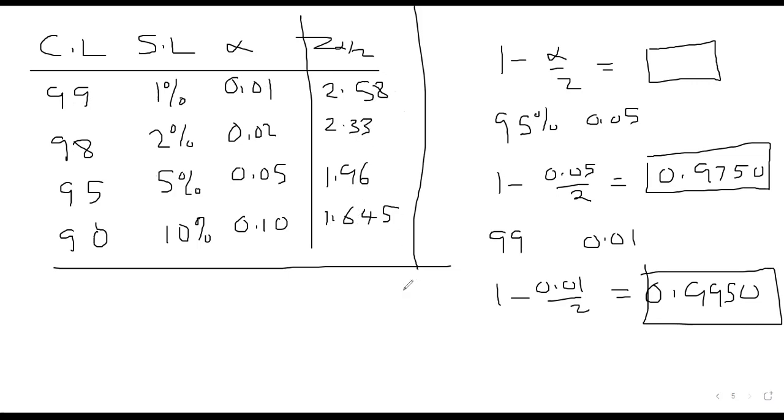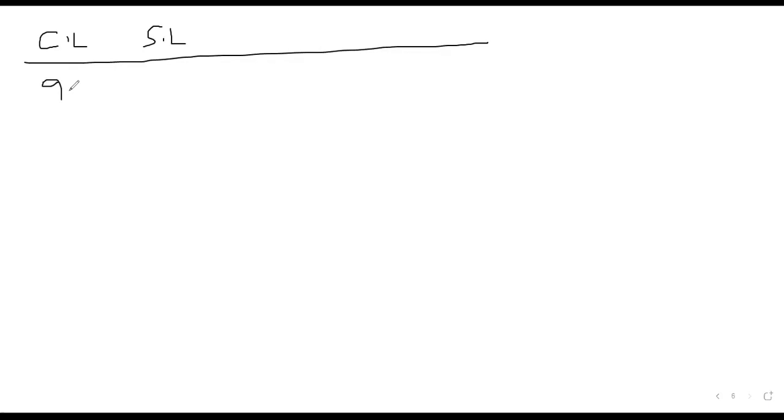Now, this is a song I want you to take because it's going to help you. Let's go together. Let's rewrite that. What's our confidence level? Let's get the four confidence levels. We have 99%, followed by 98, 95, 90. And the significance level, the difference from 100, we have what?